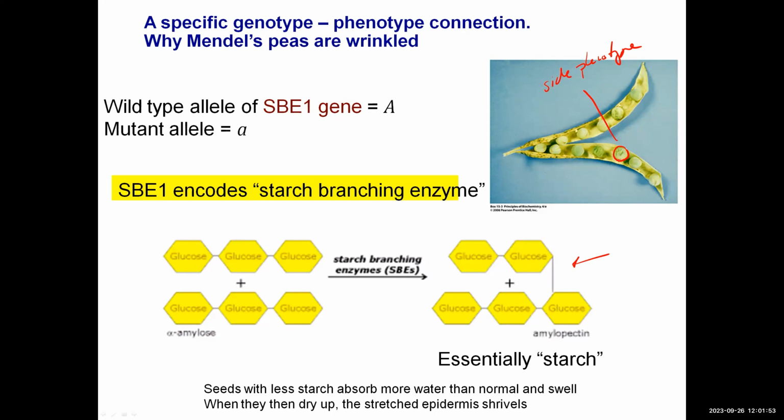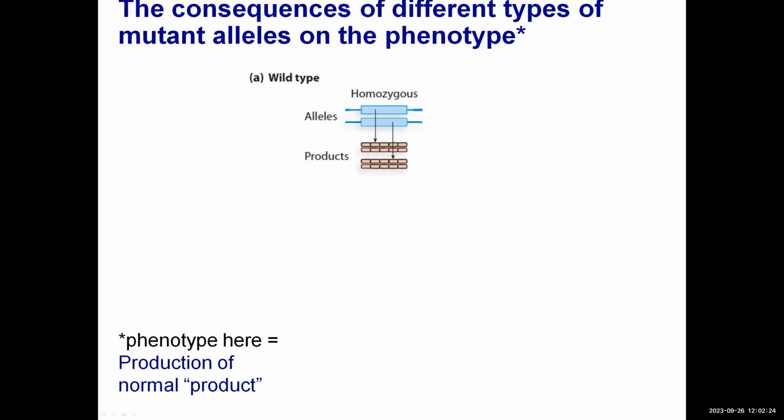A similar thing happens in wrinkled corn. For example, sweet corn. Sweet corn contains less fibers and more regular sugar, causing the corn to suck up more water as well. When sweet corn dries, the kernels also become wrinkled for the same reason. So, a lot of times, the phenotypes, the things that we see, have a molecular basis. The consequence of different types of mutations is what determines how the phenotype behaves.